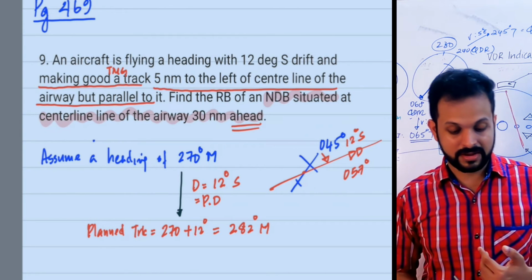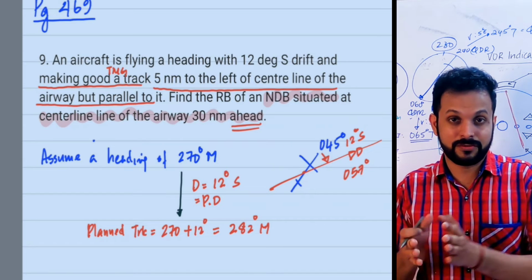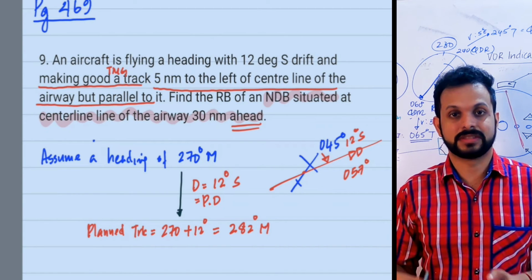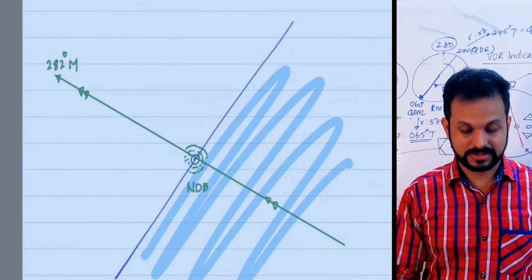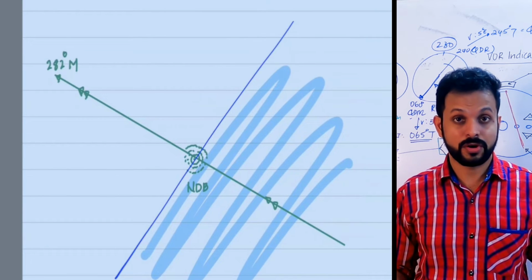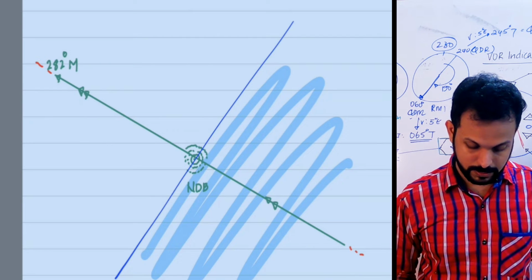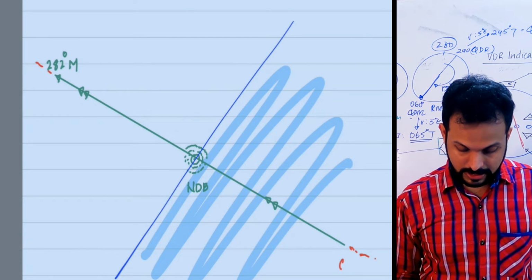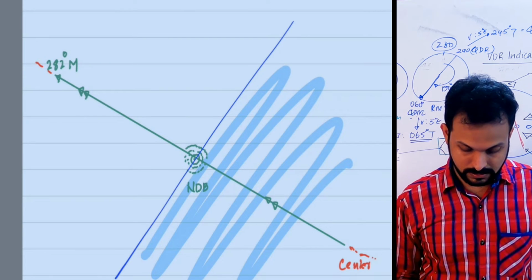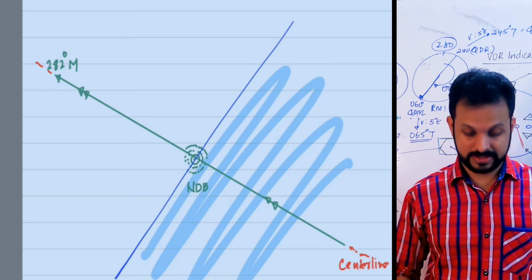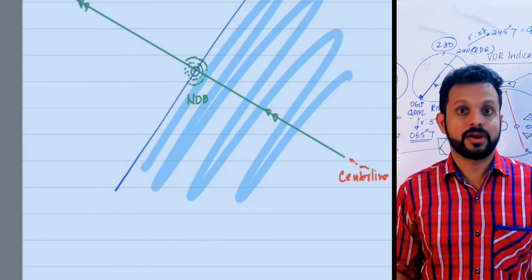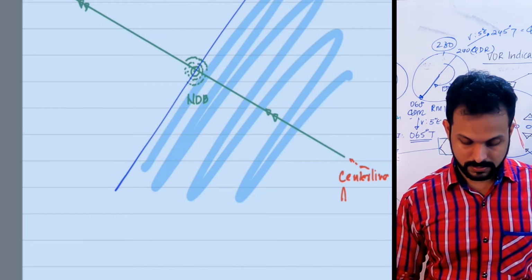Number one, the aircraft is found to make a track made good that is 5 nautical miles left of a center line. Now, what defines a center line is this particular track here. You're supposed to be on this track, right? So this particular track which we're looking at is the center line. This is the center line of the airway, right? That's what's called an airway.